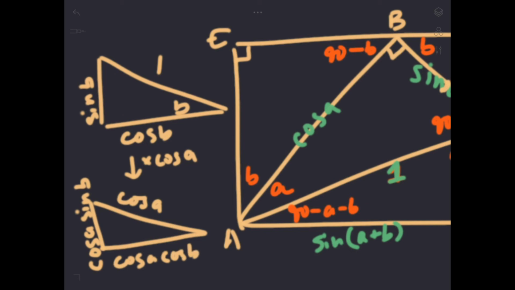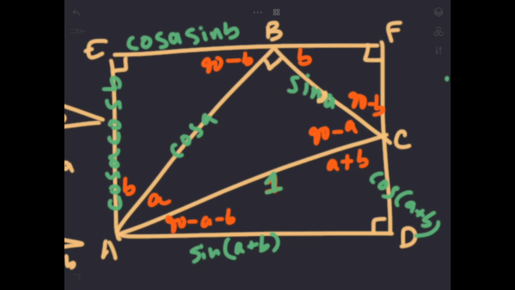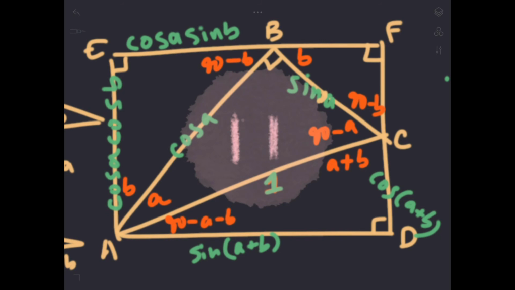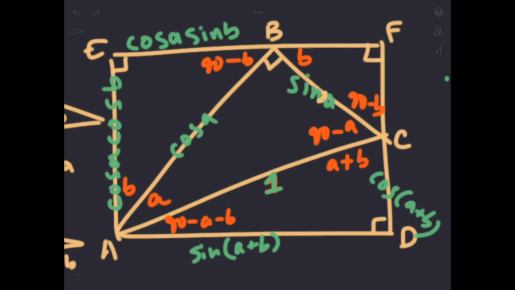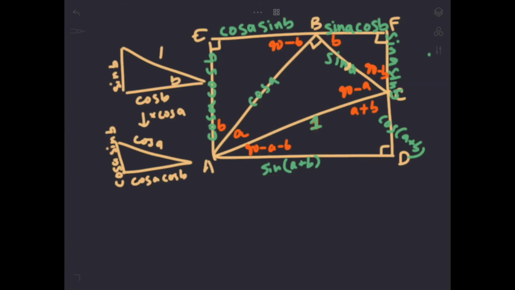We need to do this one more time with triangle BFC. If you're following along, I suggest you pause the video and see if you can work through this one on your own. Alright, I hope you got a chance to try that yourself, and you should have gotten sine A cosine B and sine A sine B. If not, I suggest that you rewind and review the process for triangle AEB. Otherwise, let's take a look at what we have here.